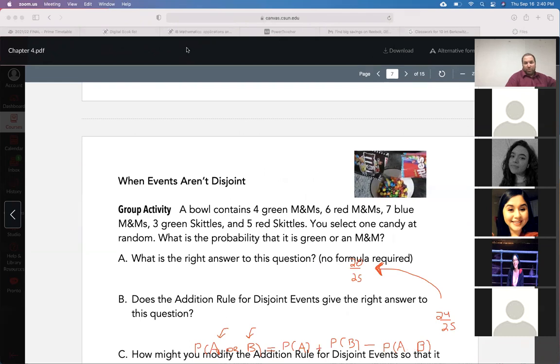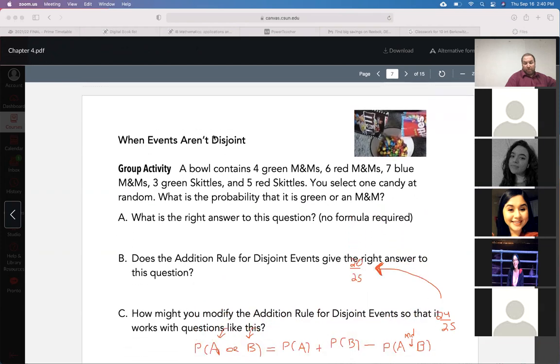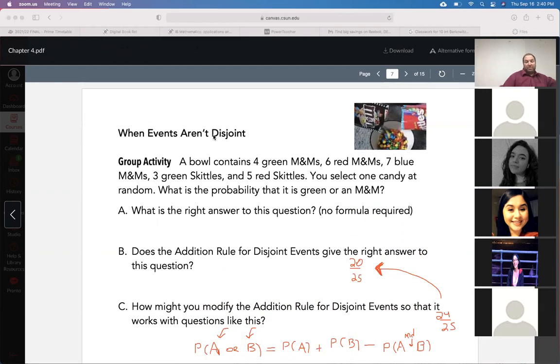We are going to use P of A and B. So put that in there. Okay, so for us, P of A or B is equal to P of A plus P of B minus the stuff that's in common. What's the stuff that's in common? The stuff that's in A and B.